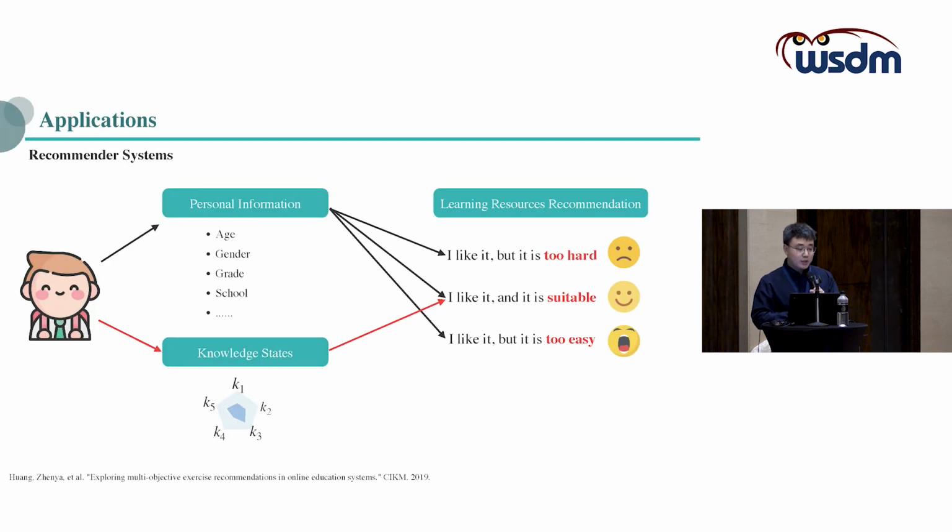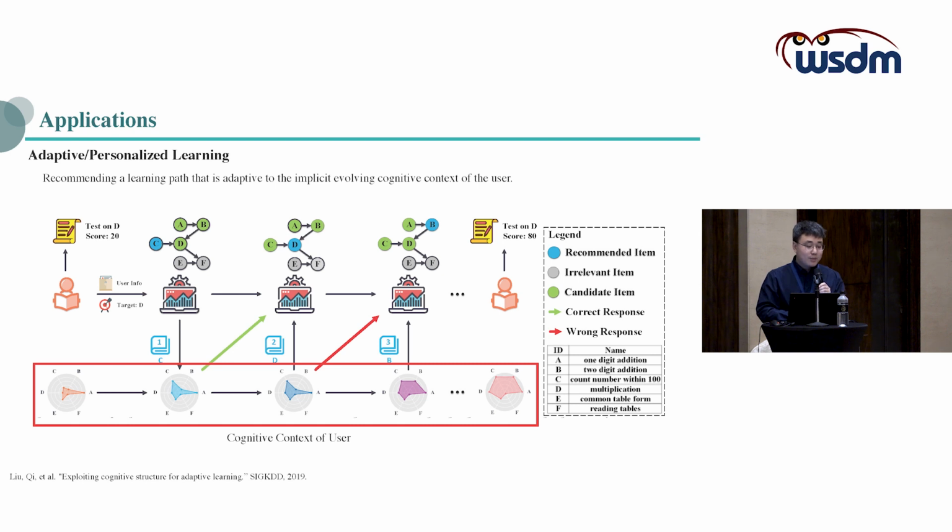The first application is the recommender system. We know KT is efficient at identifying the user's strengths and weaknesses. So in the recommendation task, we can combine their interest and their knowledge state. We can select tasks that are not too hard or too easy for the user, and that makes our system more engaging for users. Knowledge state is also important for recommending a learning path to satisfy the unique needs of each learner. We call that adaptive learning. Here is an example of recommending knowledge component D for the user.